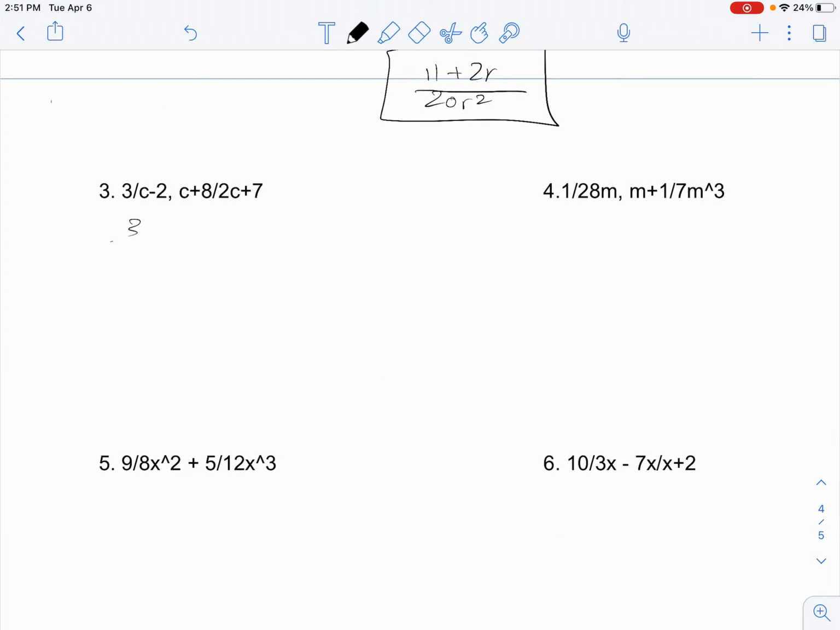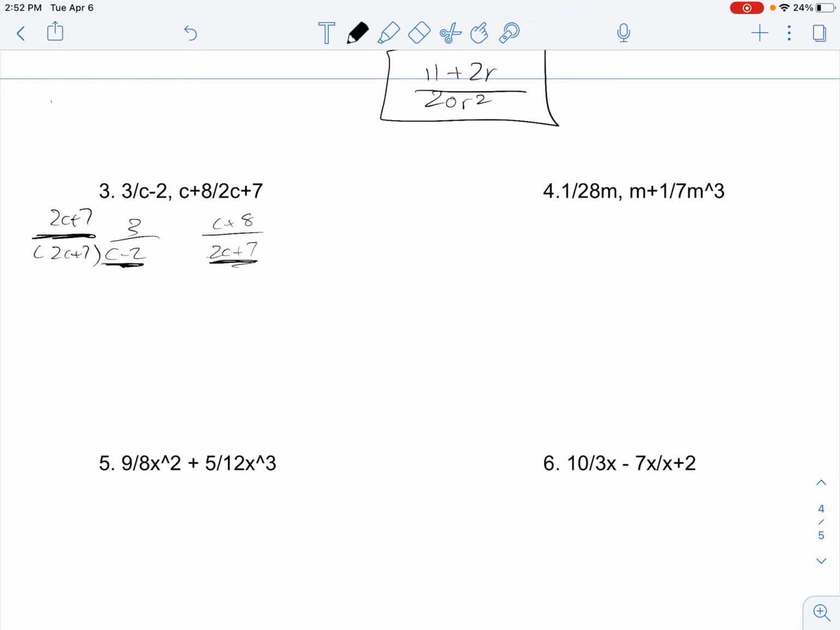Moving on, 3 over c minus 2, c plus 8 over 2c plus 7. In this case, our lowest common denominator, just multiply by whatever's under the denominator here. So in this instance, 2c plus 7, well, I want them to share the same denominator, so I'll multiply 2c plus 7 over here. Now, because I can't just multiply one thing on one side, I have to do 2c plus 7 on the numerator as well. And the reason for that is I can't just multiply 1 over 2c plus 7 into the equation. I have to multiply it by a reasonable number.